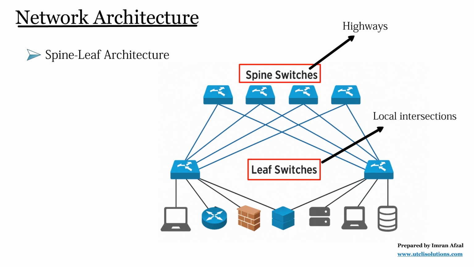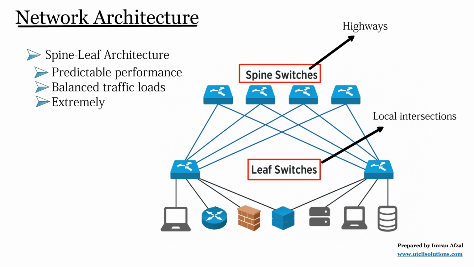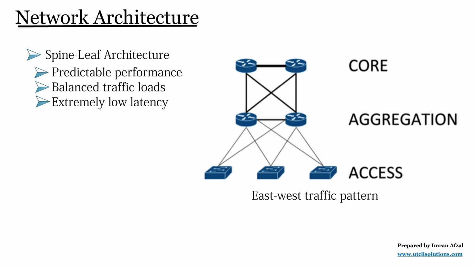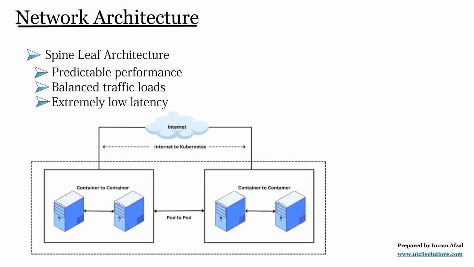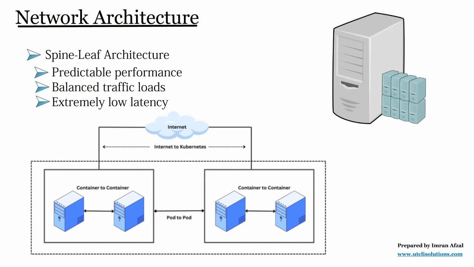What makes this design powerful is that every leaf switch is connected to every spine switch. So, no matter where your server is, there's always a direct route through the spine to reach it. This results in predictable performance, balanced traffic loads, and extremely low latency. It is especially useful in east-west traffic patterns where servers communicate with each other, not just with the internet. So, whether you are designing a Kubernetes cluster or hosting virtual machines, spine leaf architecture is used to keep things swift and clean.